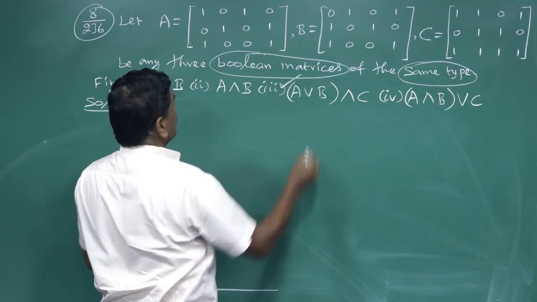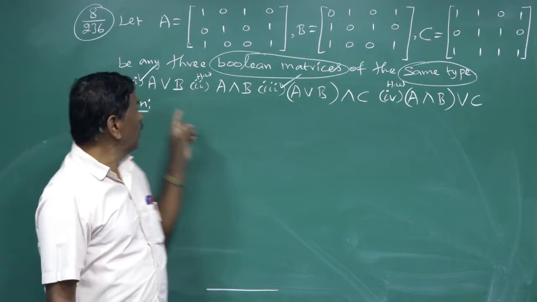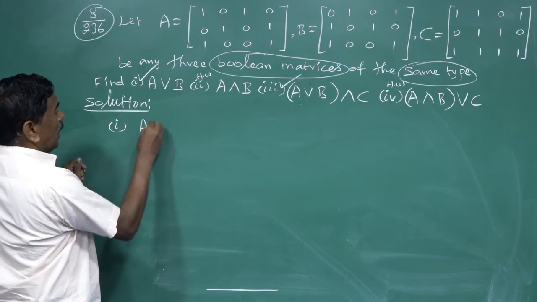Okay, second subdivision homework and the fourth subdivision homework. Okay, myself 1 and 3, yourself 2 and 4. Okay, first subdivision 1, listen carefully. Subdivision 1 is very simple. Subdivision 1, A or B.